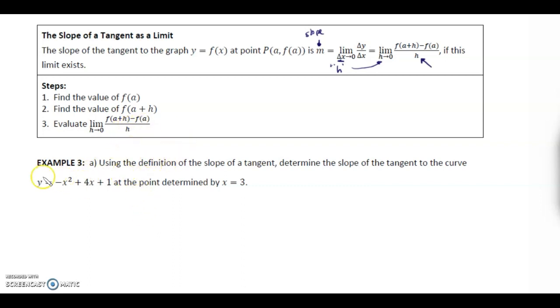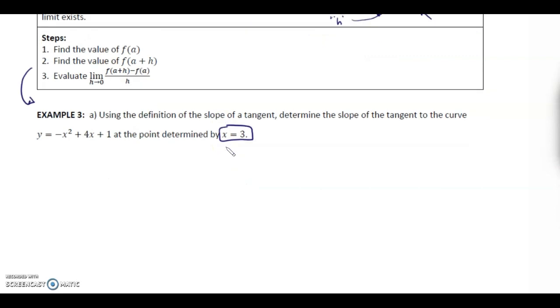So example 3, let's actually use this. Using the definition of the slope of a tangent, determine the slope of a tangent to the curve y equals negative x squared plus 4x plus 1 at the point determined by x equals 3.